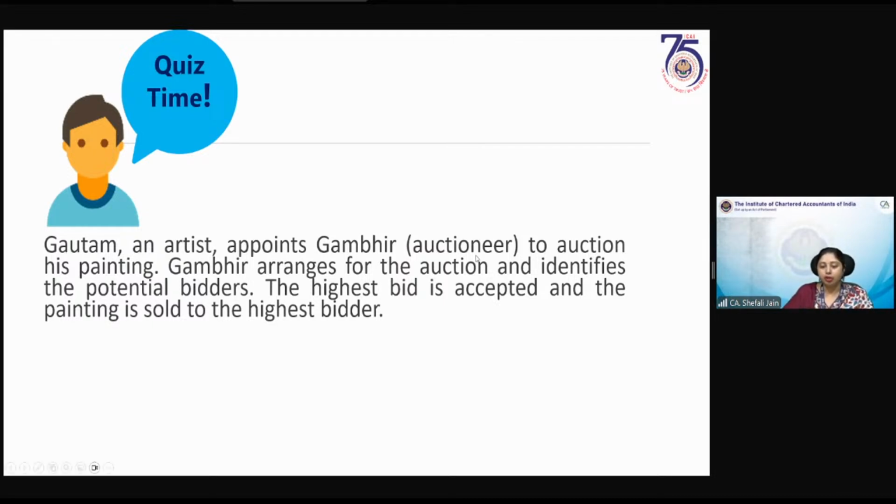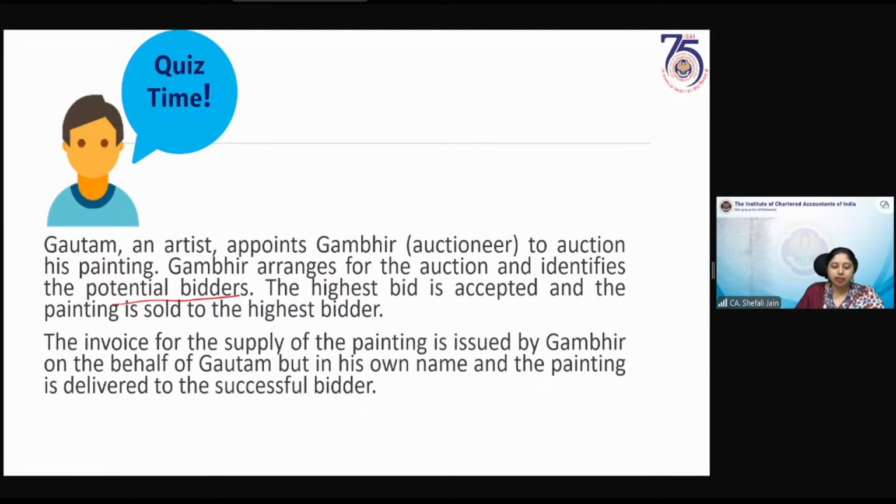I have started getting answers already. So auctioneer, matlab he is an artist and he appoints Gambhir to auction his paintings. Now Gambhir arranges for the auction and identifies the potential bidders. The highest bid is accepted and the painting is sold to the highest bidder. Now comes the next piece of information which is important. I'm wondering how am I getting the answers without getting this important piece of information. So it shows that some of you either are referring the study material for this example, because this particular example is there in the study material. I want you to answer it on the basis of what you have learned. Okay, because this information was very important for answering the question.